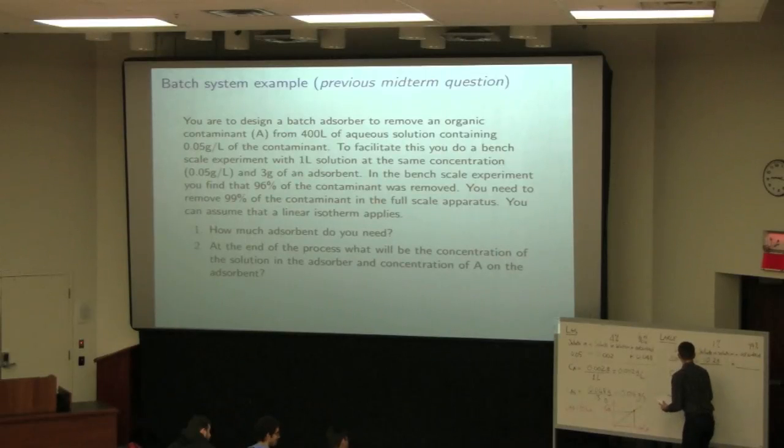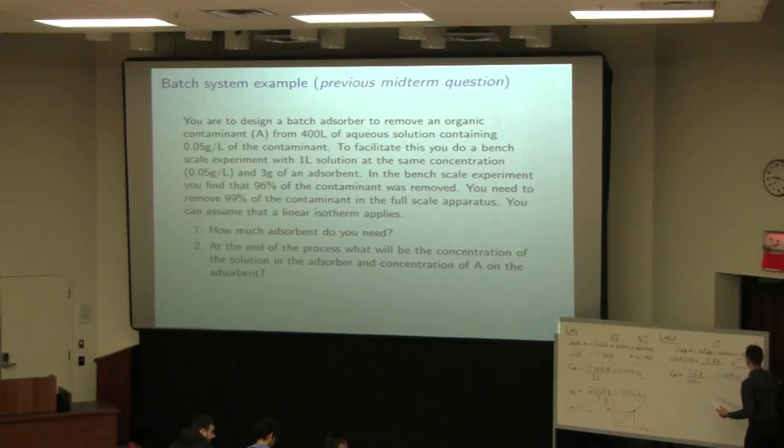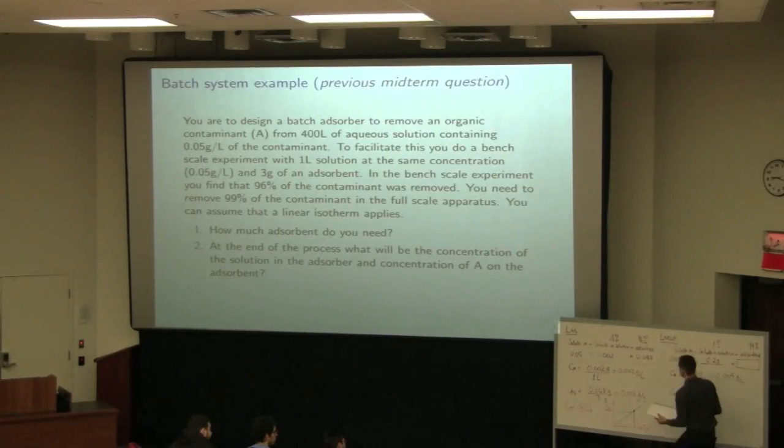CA will correspond to 0.2 grams over 400 liters. In other words, 0.005 grams per liter. And the reason why we don't know this part is because we don't know what CAS is. But we can calculate that from our isotherm. CAS then is equal to 8 times CA, so that's 0.004 grams per gram.